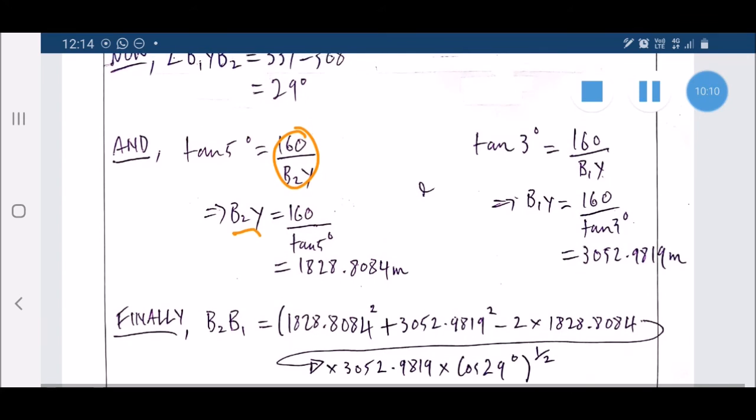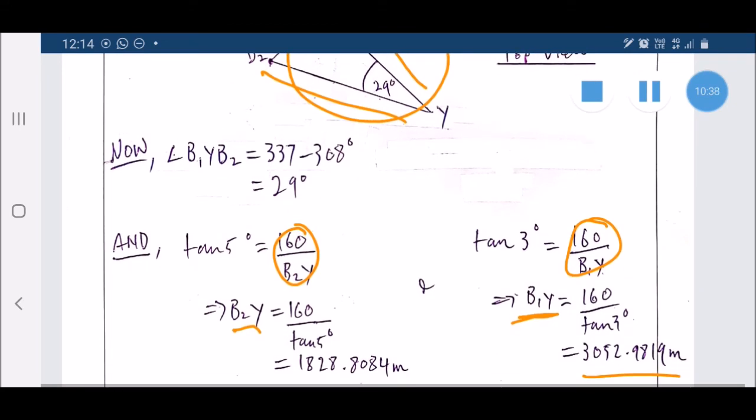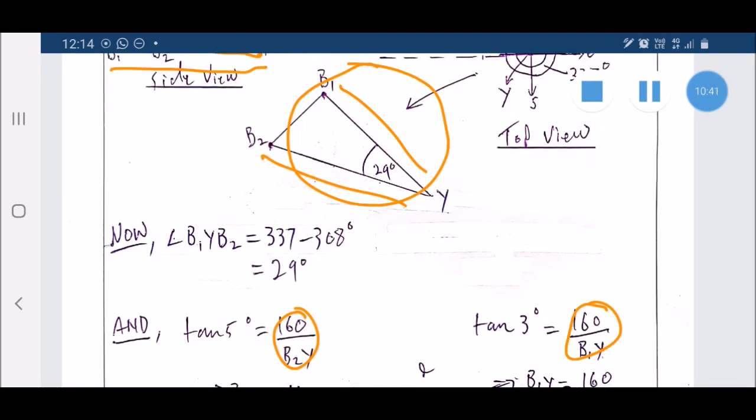All right, and now doing the exact same thing for the 3 degree angle. If we take the tangent of that 3 degree angle, we get opposite over adjacent, which is 160 meters over the side length B1Y. Rearrange that for B1Y, and we get 160 over the tangent of 3 degrees, which is just a little bit over 3,000 meters, okay? All right, so we're in business. We've now found B1Y and B2Y, these two side lengths here.